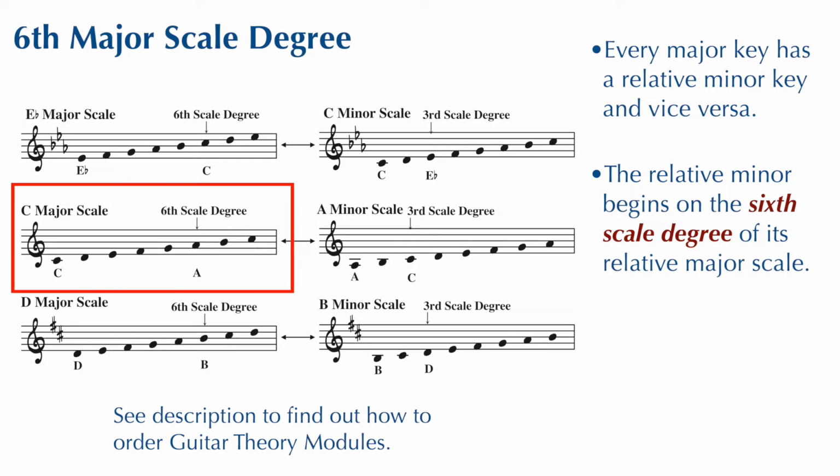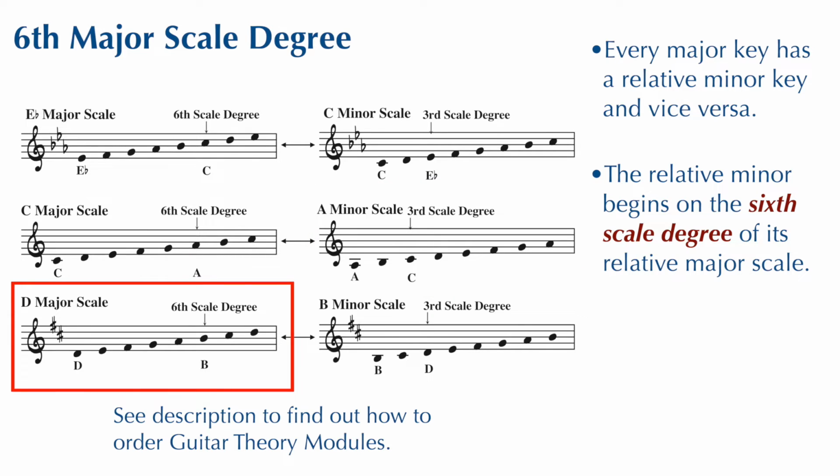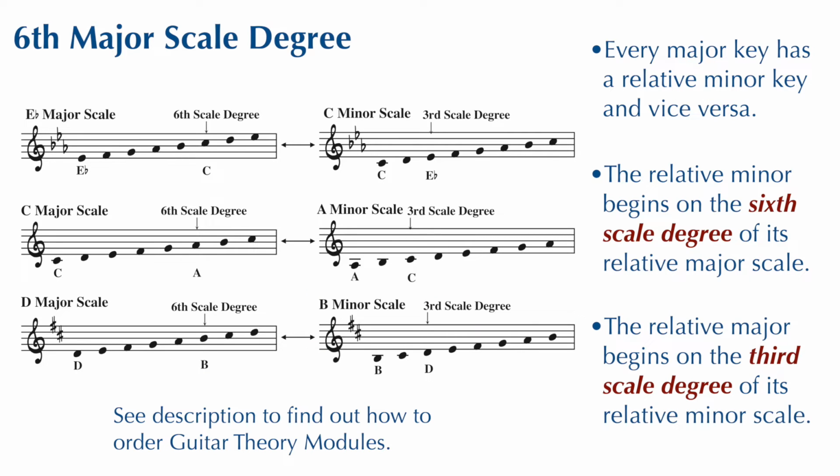And here's a C major scale. Our sixth scale degree is A. A minor is the relative minor of C major. And a D major scale, sixth scale degree is B. B minor is the relative minor of D major. And you can reverse this. You can find the relative major of a minor key by locating the third scale degree of that minor key.